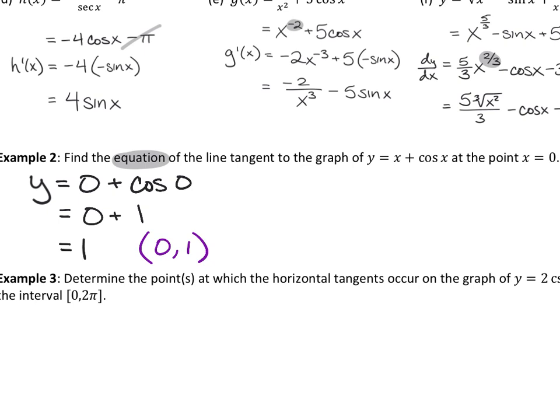I need my slope. How do we find the slope? Find the derivative and then do what? Plug in the number. Cool. So we're taking dy over dx, which is equal to the derivative of this function, by the way. What's the derivative of x? 1. What's the derivative of cosine? Negative sine.